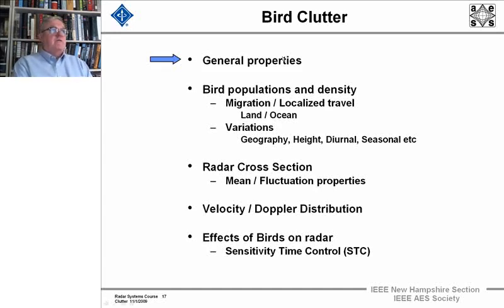So let's just start in and go through the business here. We've got about 30 view graphs to go through. First, general properties.